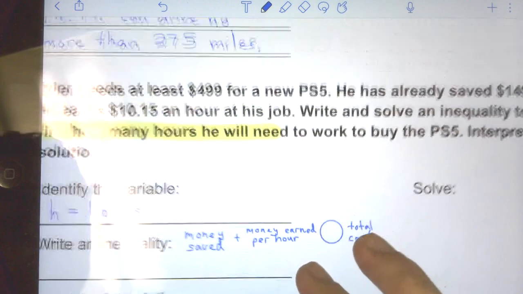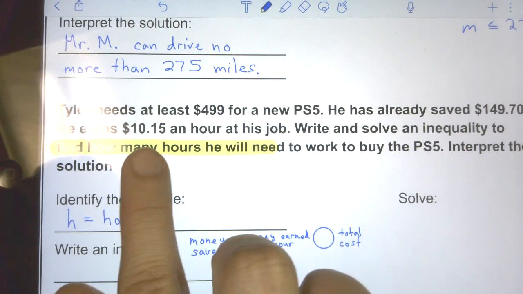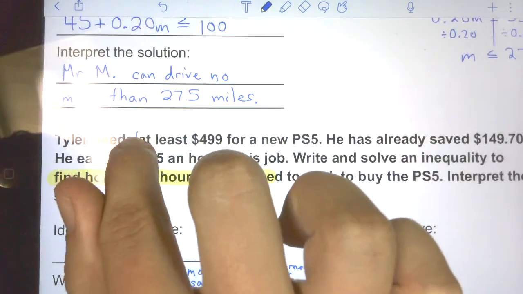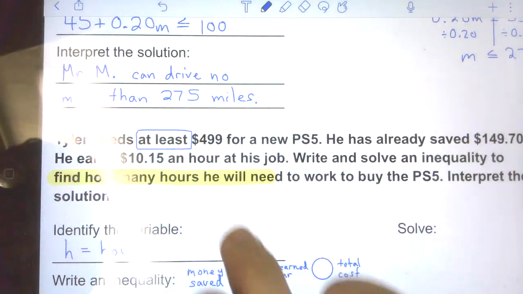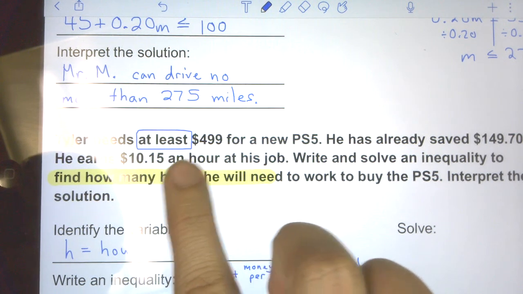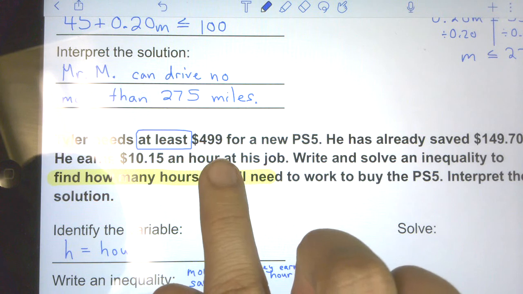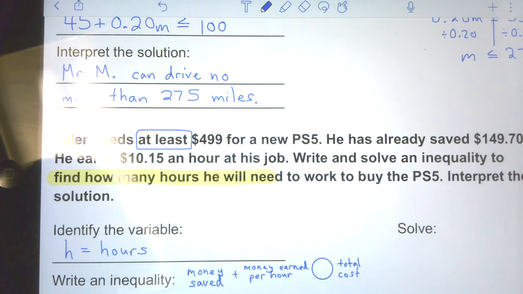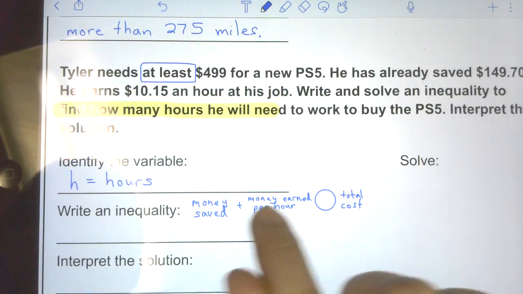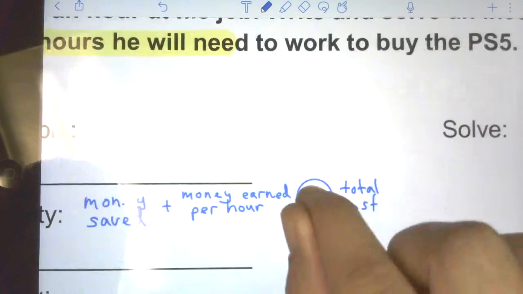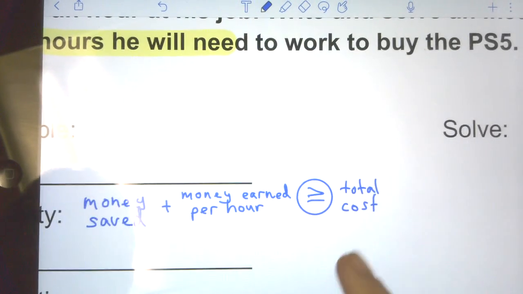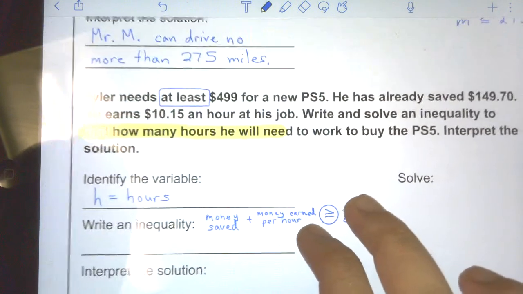Right? Now think about this. He needs at least, so that tells you what your inequality sign should be. And that kind of makes sense. He needs at least this much money. Think about it. If he makes more money than that, he can buy himself a game. All right. So the money saved plus the money earned should be greater than or equal to the total cost. So that's how I'm going to set up this inequality.